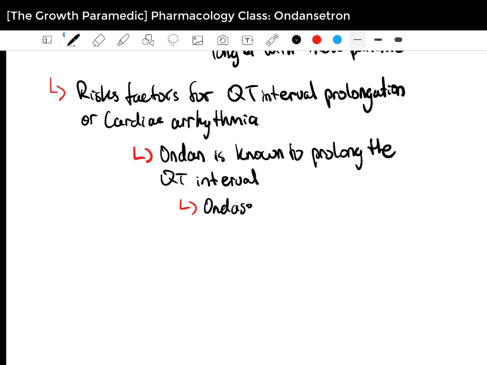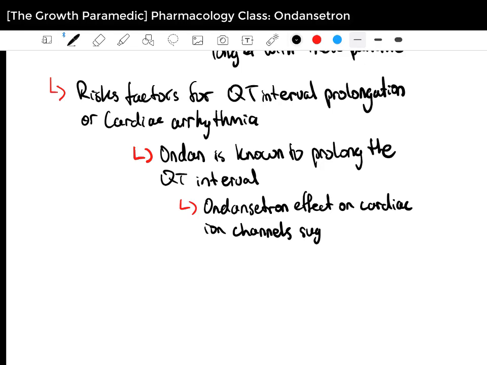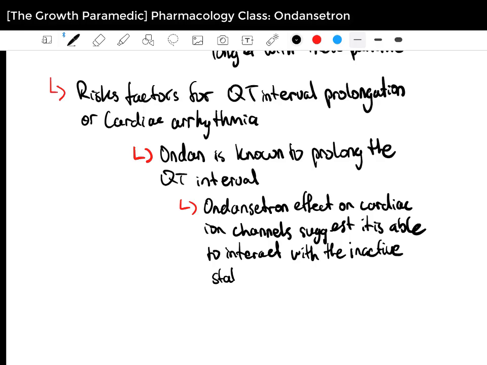Ondansetron's effect on cardiac ion channels in the heart suggests it is able to interact with the inactive state of cardiac sodium channels.